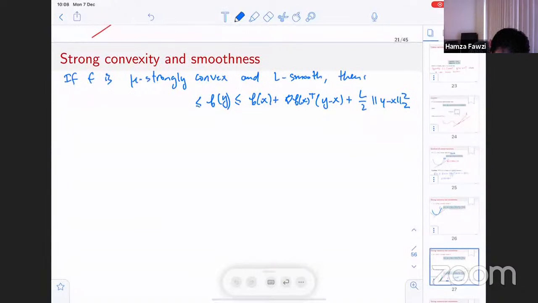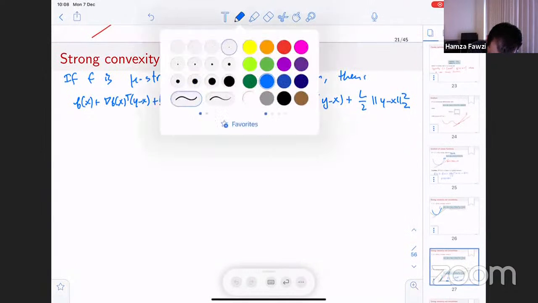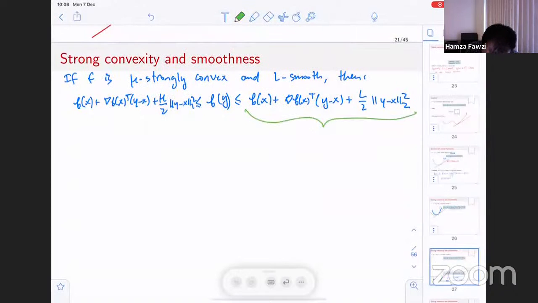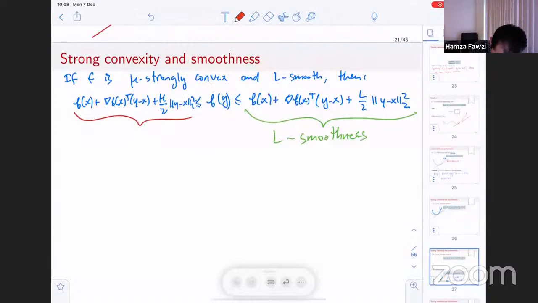But I can also lower bound my function as f of x plus gradient f of x transpose y minus x plus mu over 2 norm of y minus x squared. So this is L smoothness, and this is mu strong convexity.